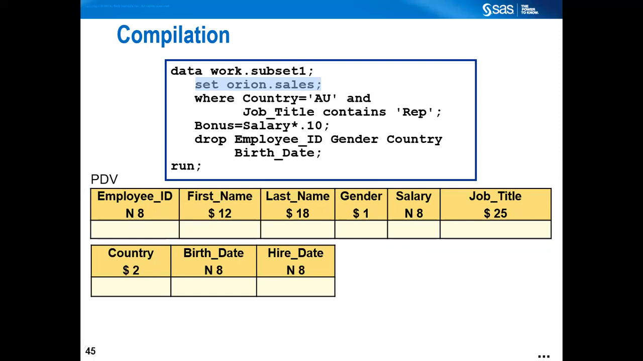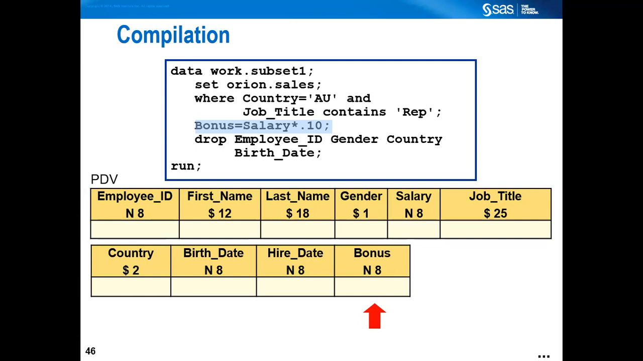Okay. Then, the filtration of rows is not done here, so it directly goes to the assignment statement. It checks in your PDV whether bonus is an existing column. No. Because it's an assignment statement, it first checks whether the column exists, and if it does not, it will add bonus. How does SAS understand it's numeric? From the expression, it understands it's numeric. And by default, the length SAS provides is 8 bytes.